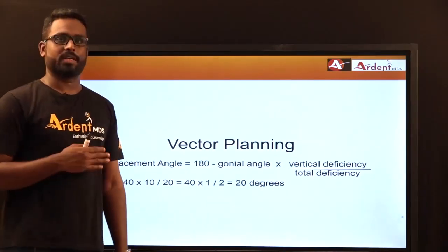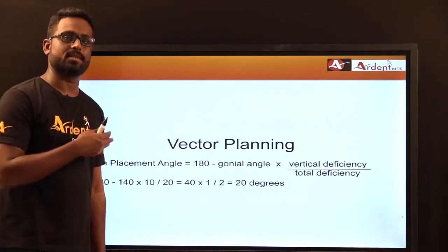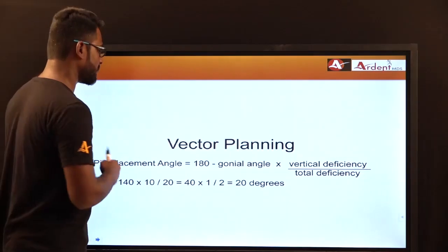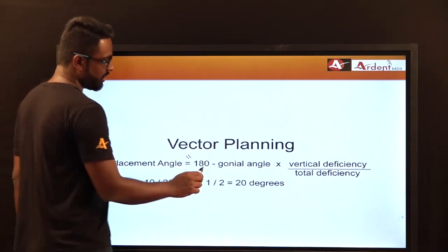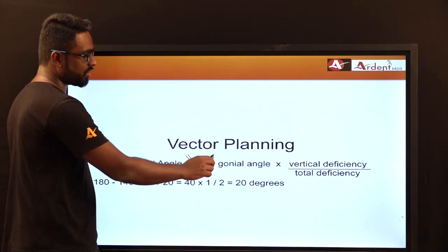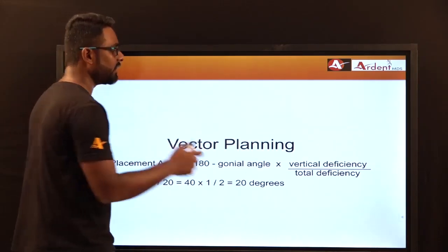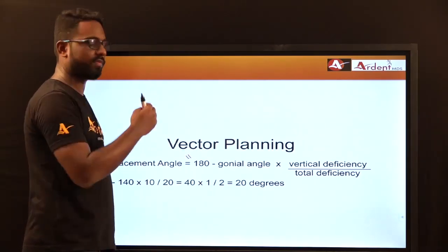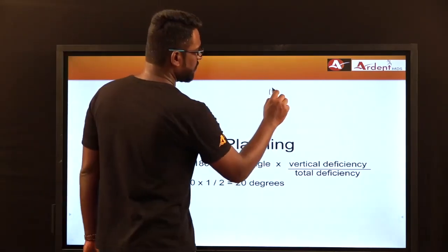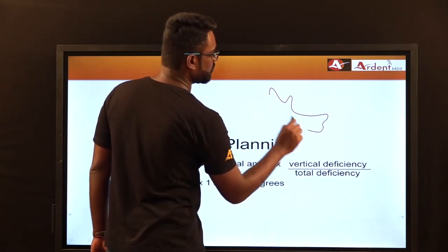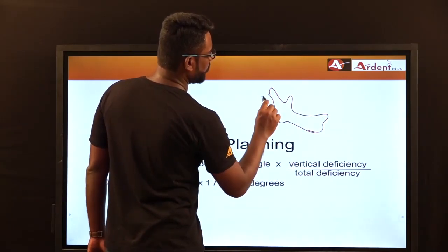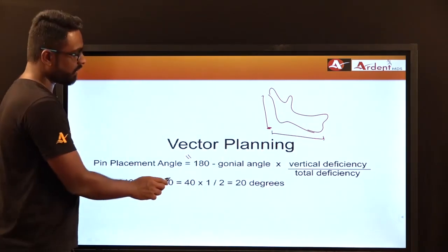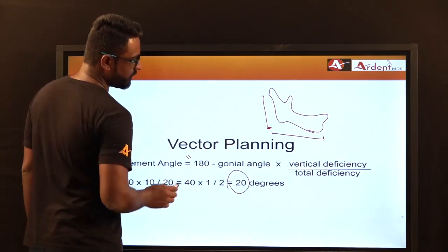So we have seen about the vectors. So how do we plan the vectors? There's a simple formula for that. How do we place the pins on all the distraction devices? This is a simple formula. We have to take 180 minus the gonial angle. What is the gonial angle? This is the gonial angle, and the vertical deficiency. We will calculate how much vertical deficiency is present, that is from the posterior facial height, and the total deficiency. This is the mandible. We will calculate the vertical deficiency and also the total deficiency, and we will arrive at a solution of 20 degrees.